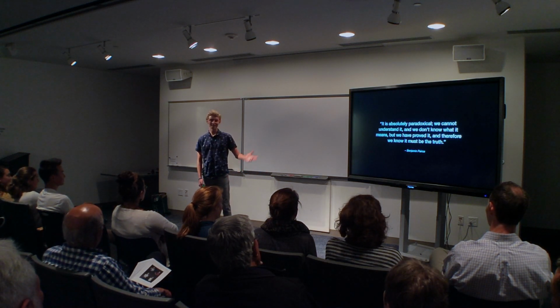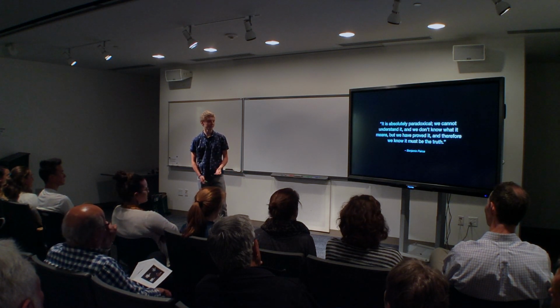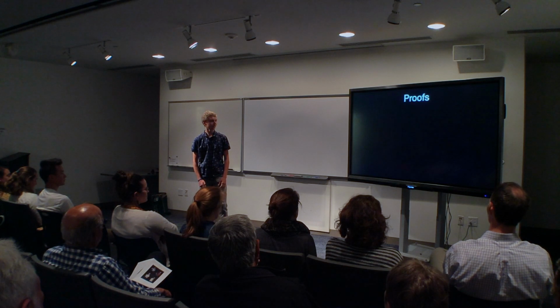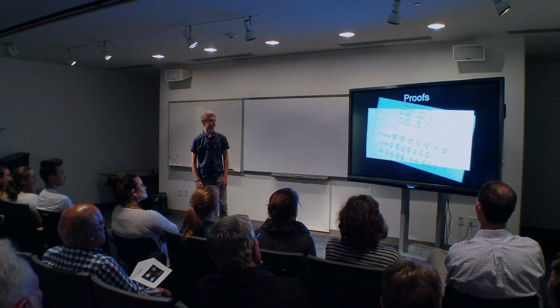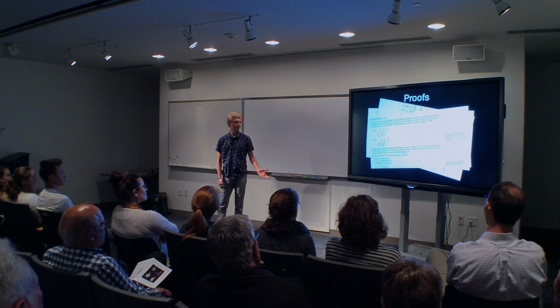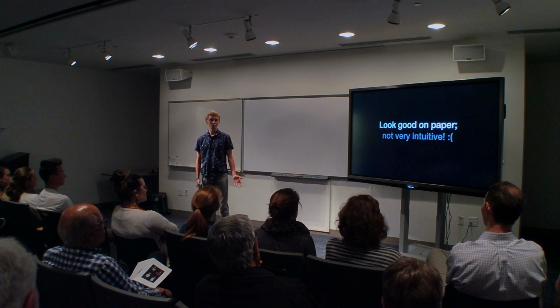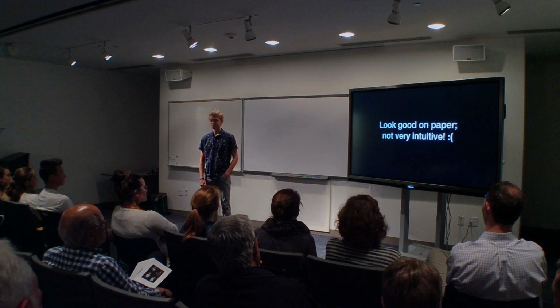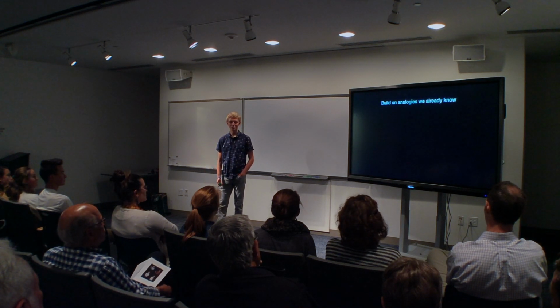I don't really like this mentality because I think there is an intuitive way to understand it. We just have to think about it in the right way. In fact, if you go to Google and look up proofs of this, you get a bunch of Maclaurin series and Taylor series polynomials, which look good on paper, but they're not really intuitive. So, following Grace, I'd like to go back to the basics and build on analogies that we already know.